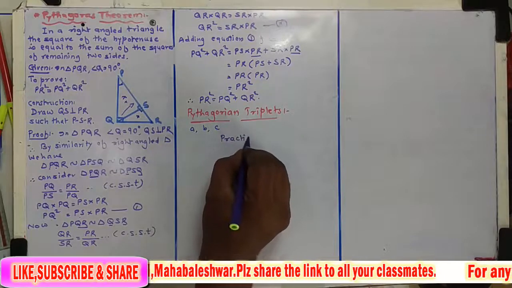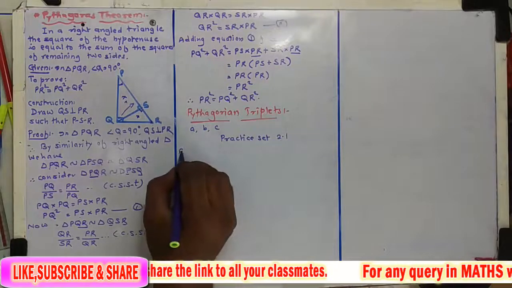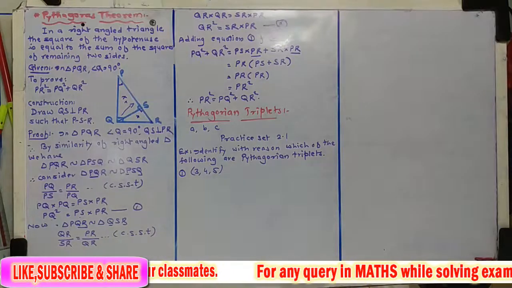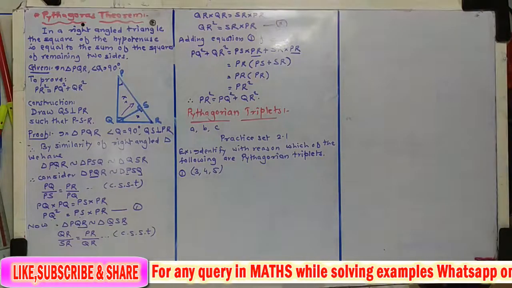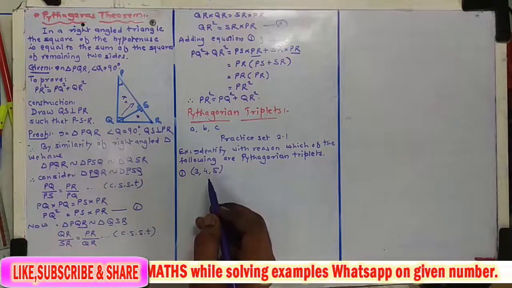Okay, for example we'll see one example from Practice Set 2.1. First example is there. Now the example is like this: identify with reason which of the following are Pythagorean triplets. 3, 4 and 5. These three numbers are given.